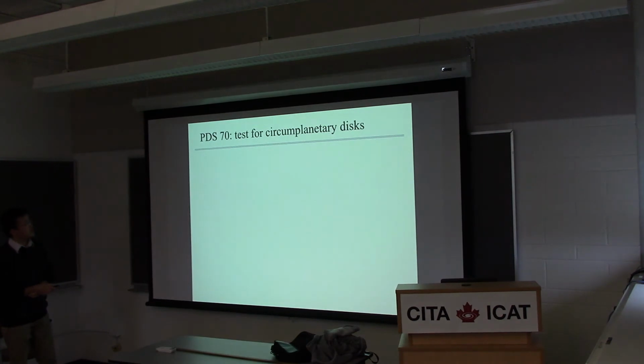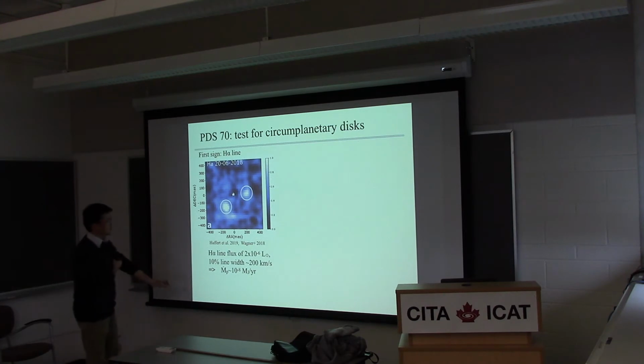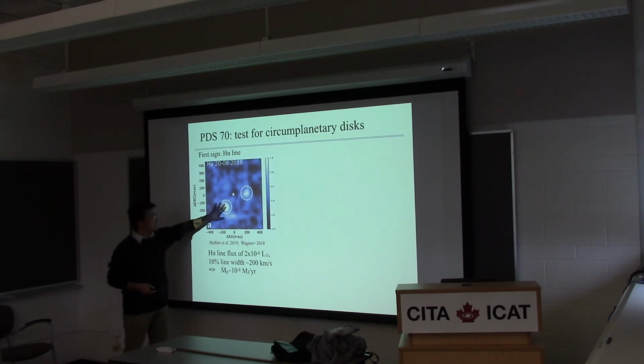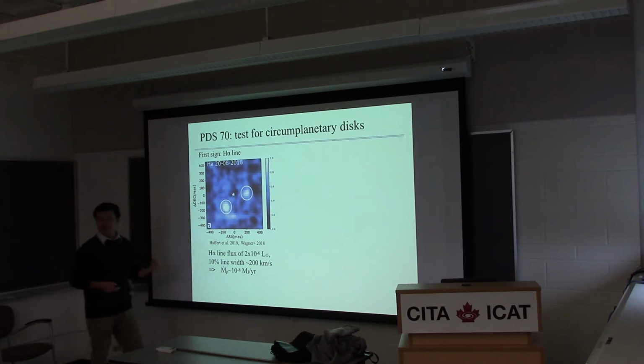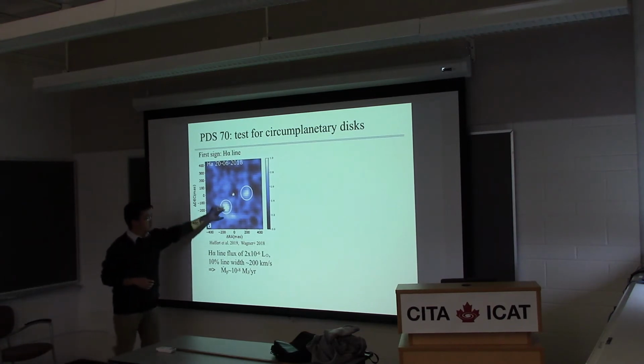And an interesting thing about PDS70 is there is a hint of a circumplanetary disk around it. This is from the H alpha lines. This is the H alpha detection for PDS70 B and C. H alpha lines normally are produced by hot gas, and in T Tauri stars, H alpha lines are from magnetospheric accretion.